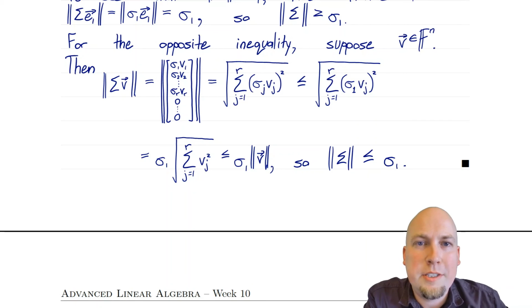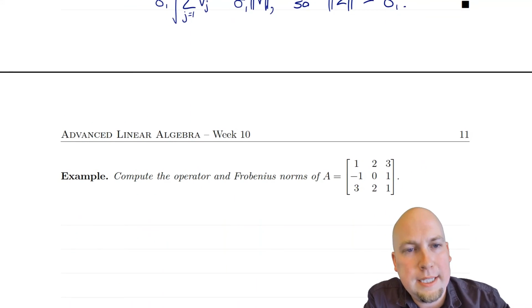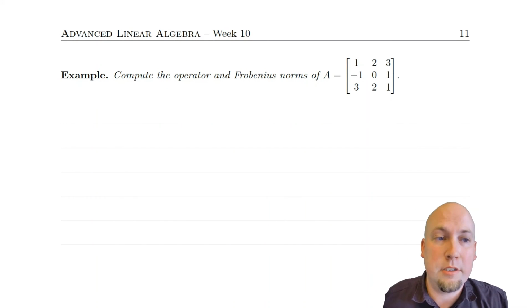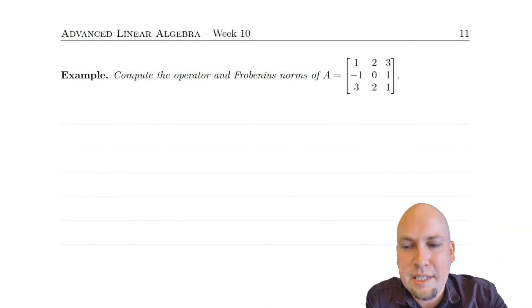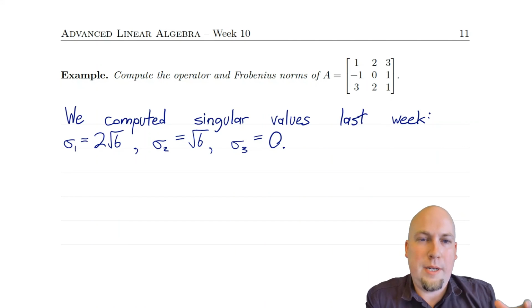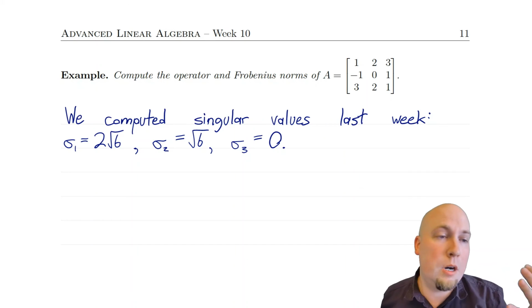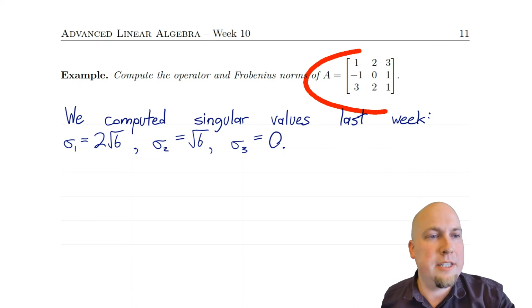Okay, so that's all there is to it. So let's do a numerical example now. Let's use this technique to actually compute the operator norm of a matrix and also the Frobenius norm of a matrix, even though we already knew how to do that. For the sake of efficiency, I'm going to use a matrix whose singular value decomposition we've already computed previously. This matrix, we've seen it earlier.